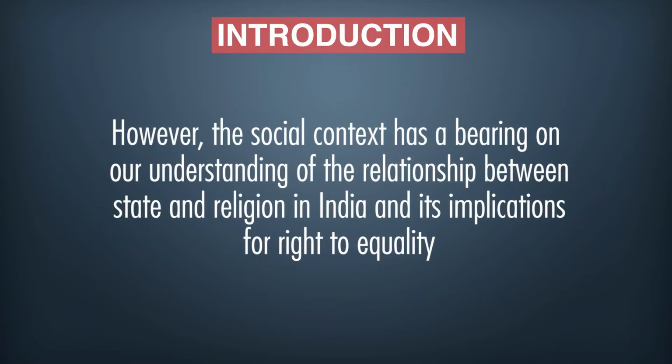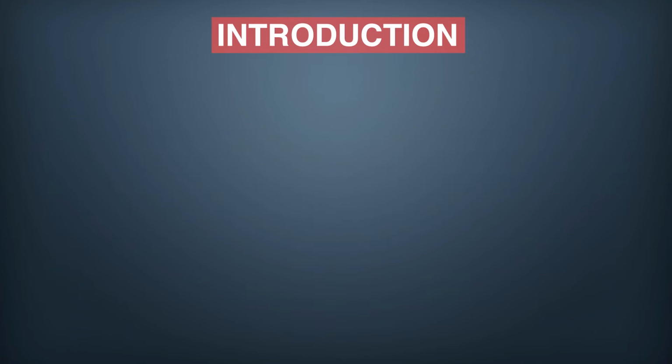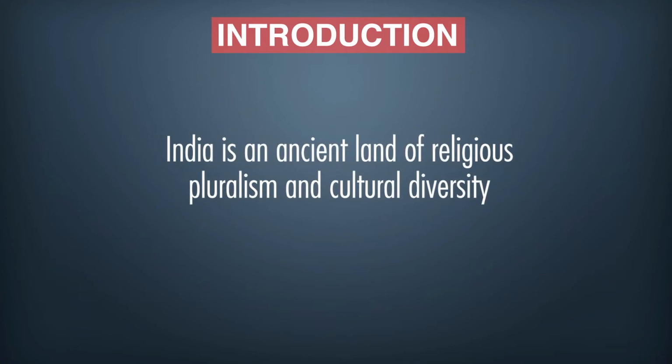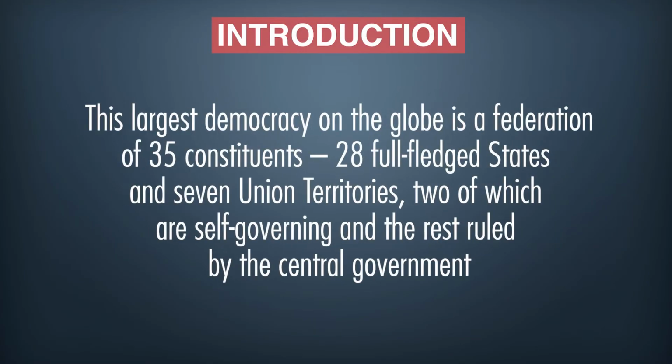However, the social context has a bearing on our understanding of the relationship between the state and religion in India and its implication for right to equality. India is an ancient land of religious plurality and cultural diversity. The largest democracy in the globe is a federation of 35 constituents, 28 full-fledged states and 7 union territories, 2 of which are self-governing and the rest ruled by the central government.